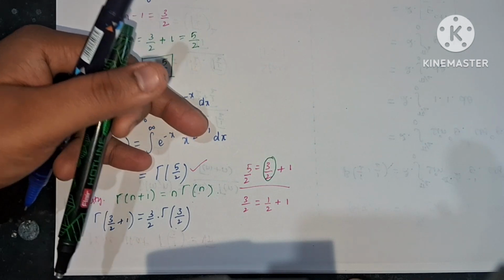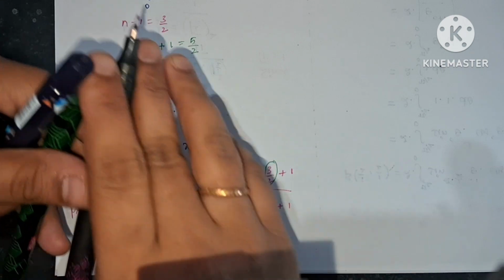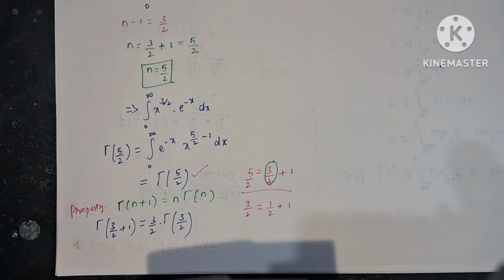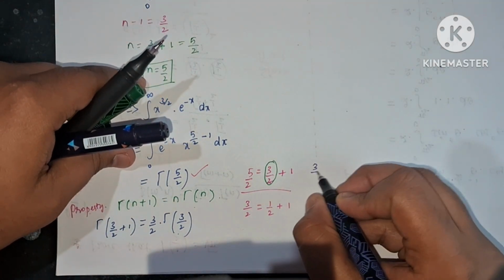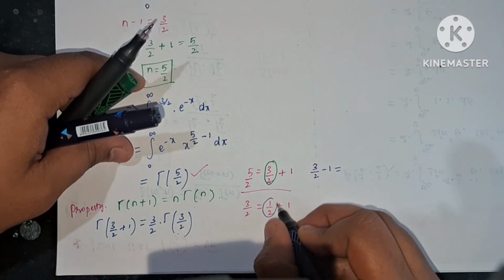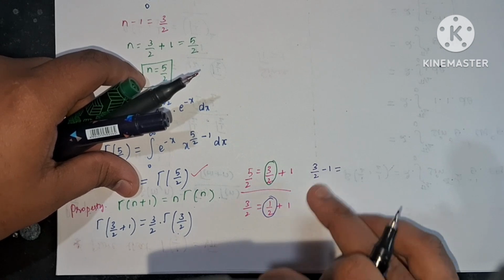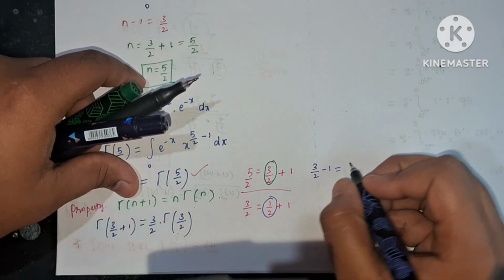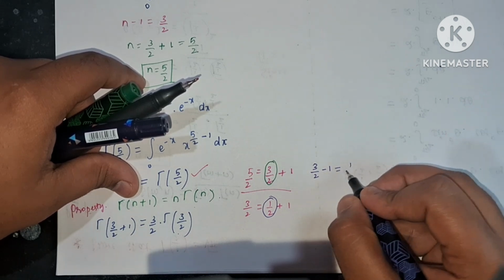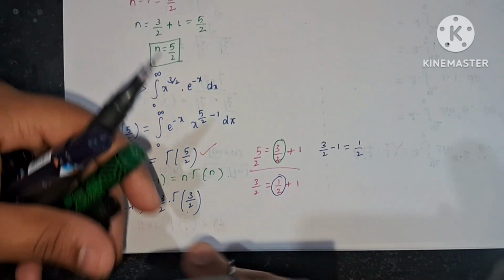How do you find this? If you don't know how to find it, just take this number, 3 by 2, and subtract 1 from it. You will get to know what has to be added. Taking the LCM, the denominator becomes 2, and 3 minus 2 is 1, so it becomes 1 by 2. Correct? So I got 1 by 2 here.